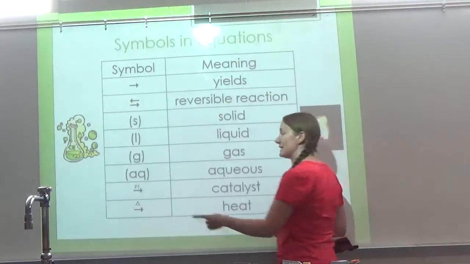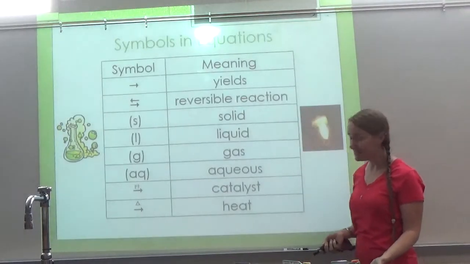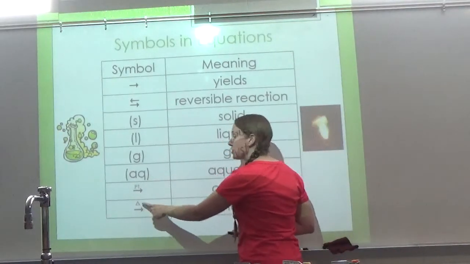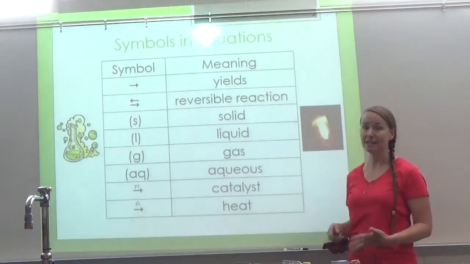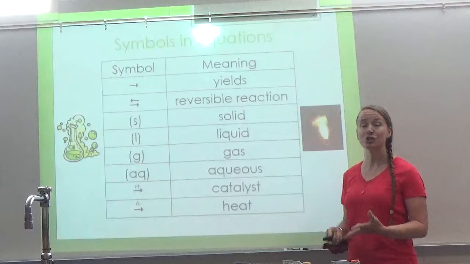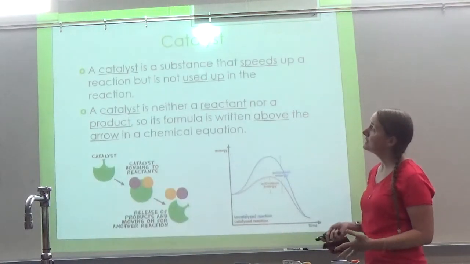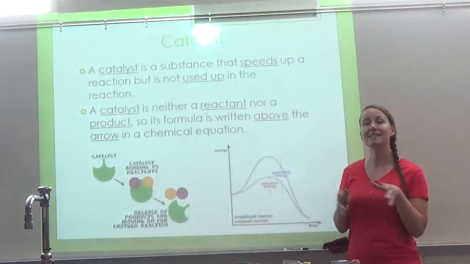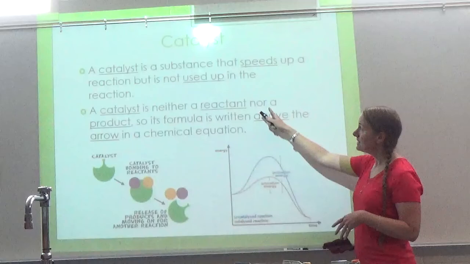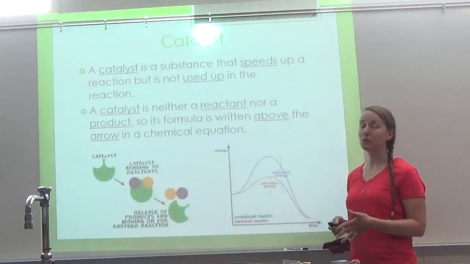And then sometimes you'll see something written above the yield sign. That indicates a catalyst. And if you specifically see a triangle above the yield sign, that represents heat was added as a catalyst. And a catalyst is just anything that speeds up a reaction. So a catalyst is a substance that speeds up a reaction, but it's not used up in the reaction. So that's why it's not listed as a reactant or a product. So since it isn't a reactant or a product, its formula is written above the arrow in the chemical equation.